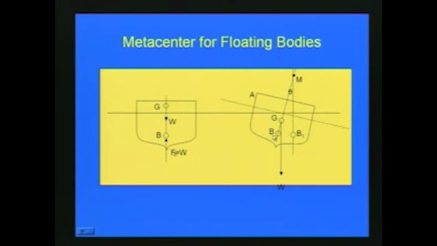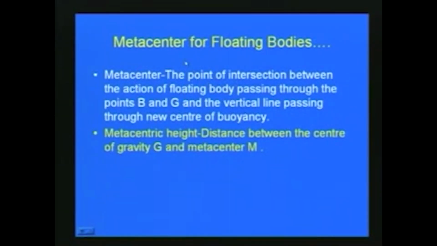So the metacenter we can define as the point of intersection between the axis of the floating body passing through the points B, the center of buoyancy, and G, the center of gravity, and the vertical line passing through the new center of buoyancy.